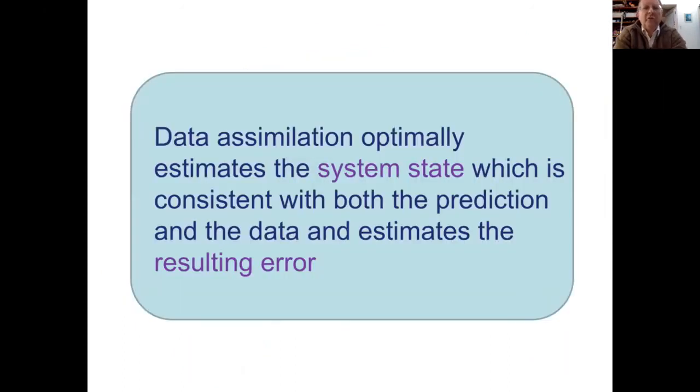So what we're trying to do in data assimilation then is to optimally estimate the system state xt, which is consistent both with the prediction and the physics underlying what we expect that state to do, and the data. And also, if data assimilation is really doing its job, we also want to get some measurement of the uncertainty so we can quantify the uncertainty in the state that we ultimately estimate.